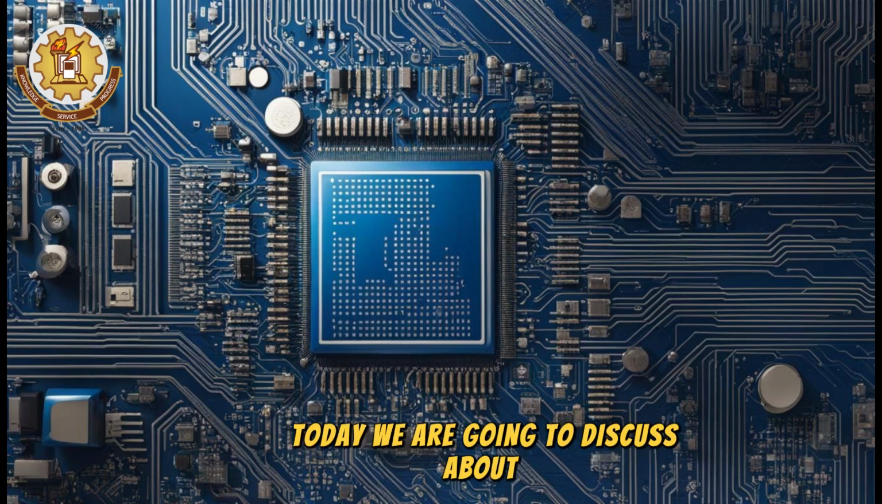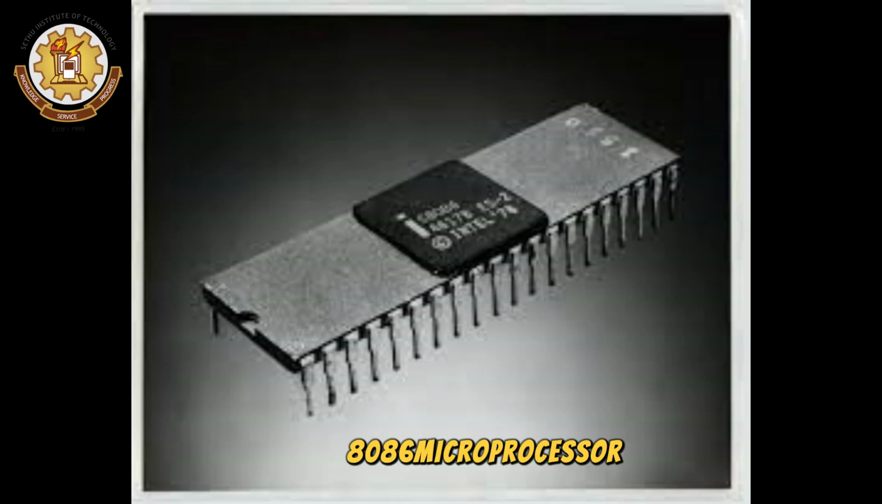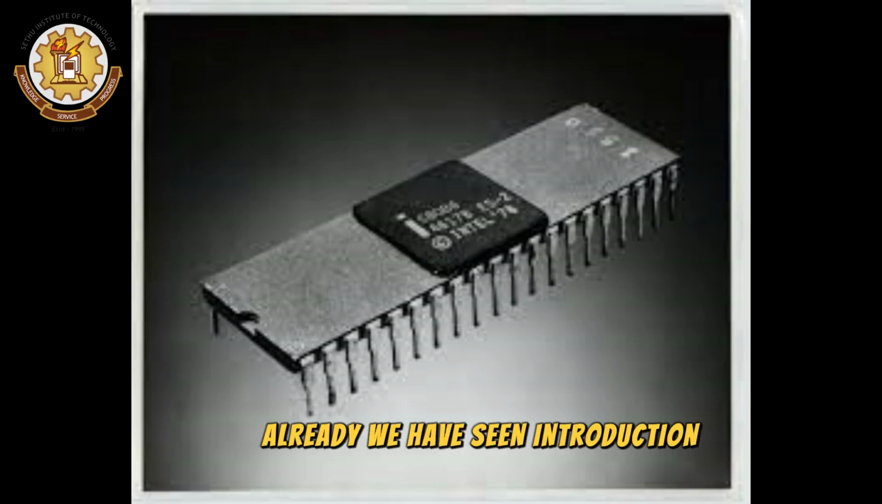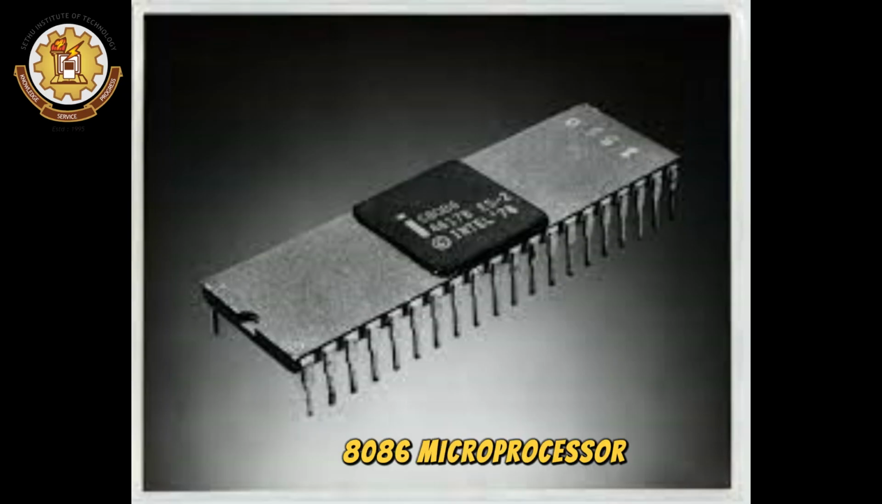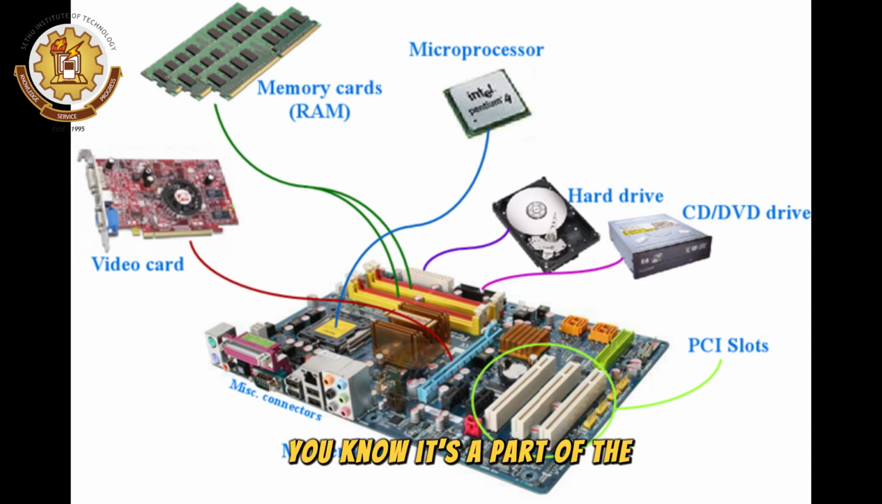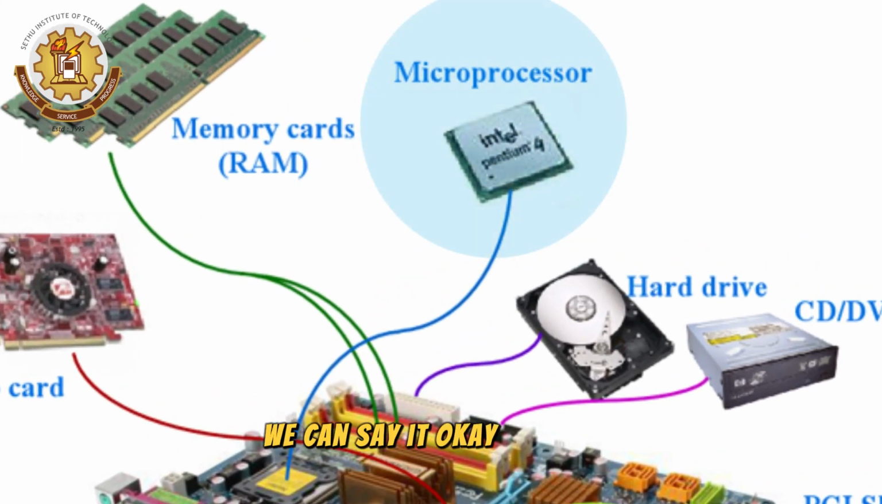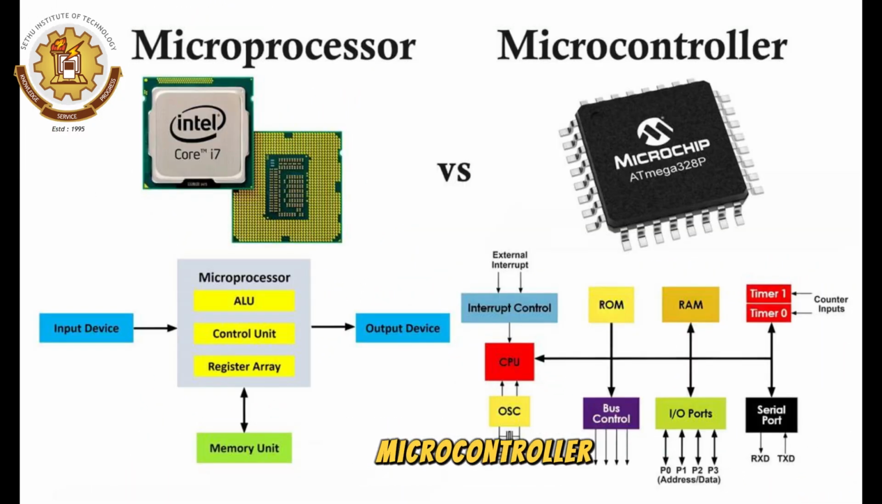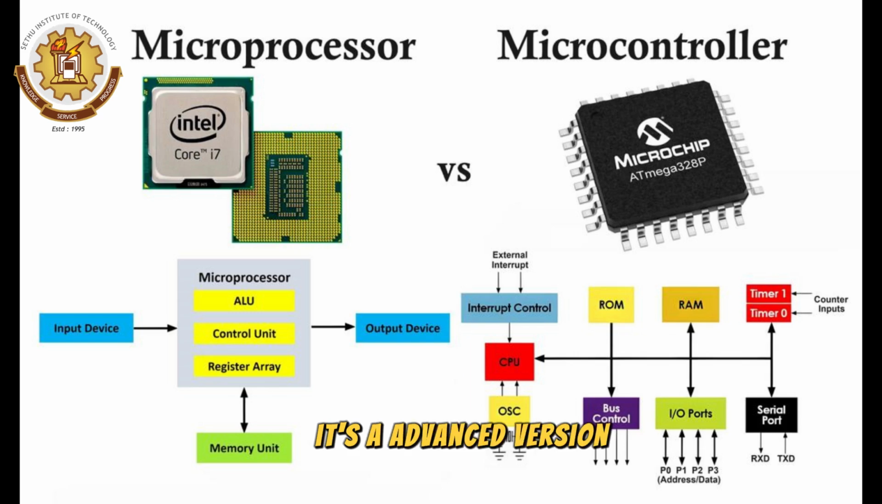Today we are going to discuss the 8086 microprocessor. Already we have seen the introduction of the 8086 microprocessor. What is a microprocessor? A microprocessor is a part of the CPU. What is meant by a microcontroller? A microcontroller is an advanced version of the microprocessor.